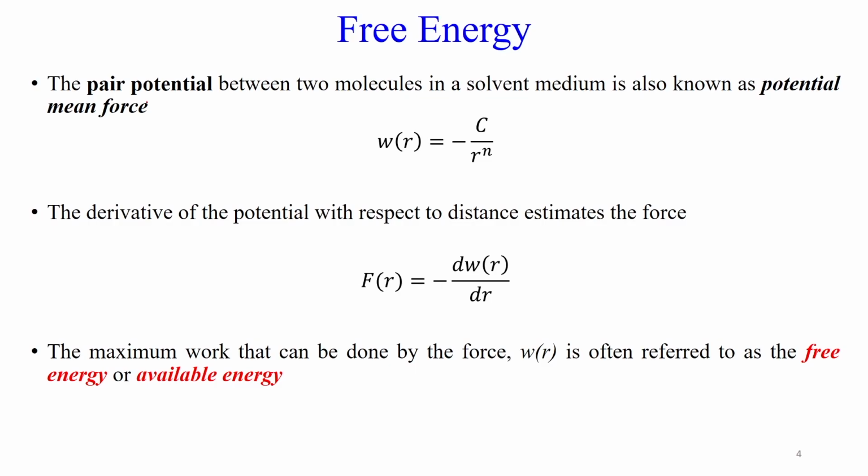So, the pair potential between two molecules is defined as W(r) = C / r^n, where C is a constant and r is the intermolecular distance. As we discussed in the last class, this is a typical expression of the pair potential, and if you want to calculate the force, the force will be the derivative of the pair potential, so F = -dW(r)/dr. The maximum work that can be done by the force, W(r), is also referred to as the free energy or the available energy.